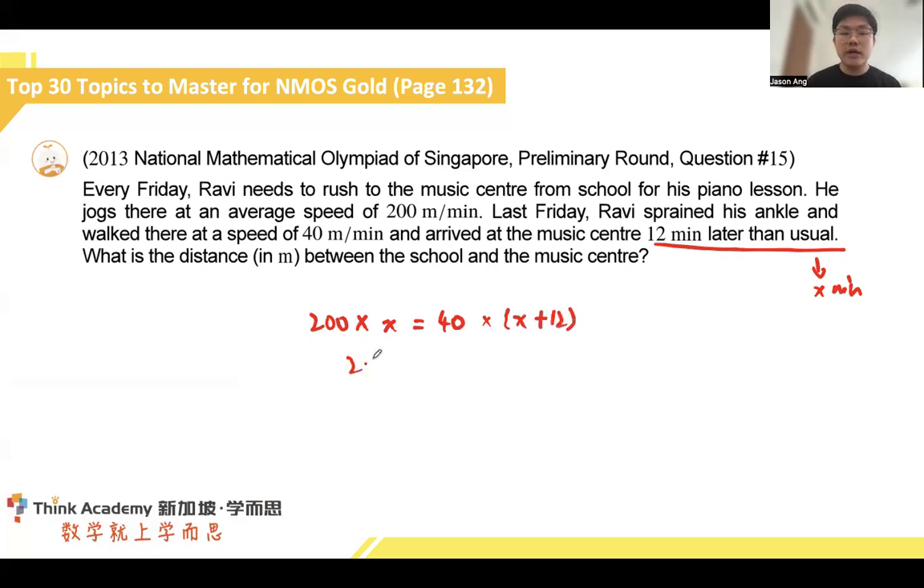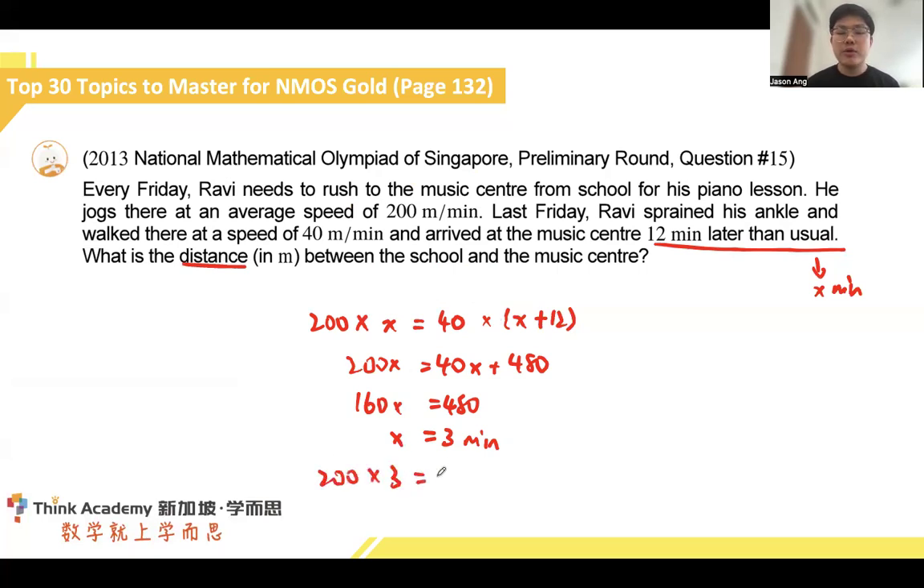So 200x equals 40x plus 480. The difference between these two, 160x equals 480, x equals 3 minutes. In order to find the distance, all we need to do is take one of the two sides, 200 multiplied by 3, we get 600 meters. And just like that, we have managed to solve another change of speed question.